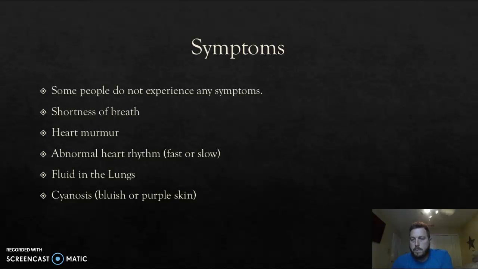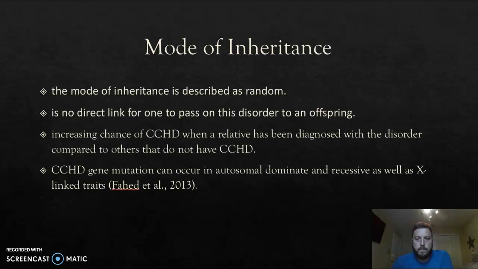Symptoms. Some people experience symptoms, some people don't. If a patient does not and catches it later in life, that's obviously the worst case scenario. But some symptoms that fall under CCHD are fluid in the lungs, heart murmur, shortness of breath, abnormal heart rhythm, whether it be too fast or too slow, and cyanosis, which is a bluish or purple color of the skin, which means a lack of oxygen, a lack of blood flow, and this is going to cause that pigment change in the skin.